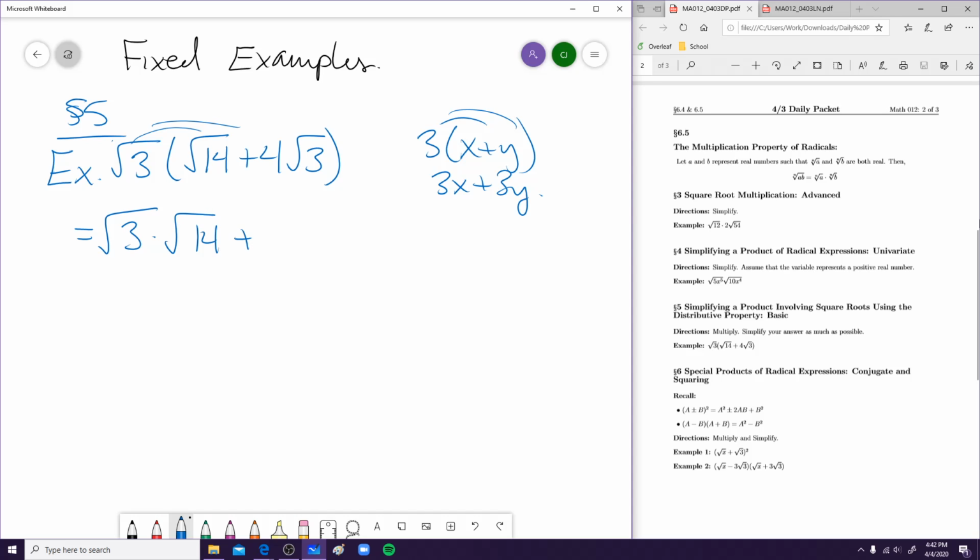And then over here, the square root of 3 times 4 square root of 3, I'll just write it like this. Right? And now let's just simplify it. So I don't know why I thought 3 times 14 was 52. Obviously in my head, I thought 3 times 4 was 24. I don't know. But what is 3 times 14 actually? It is 42.